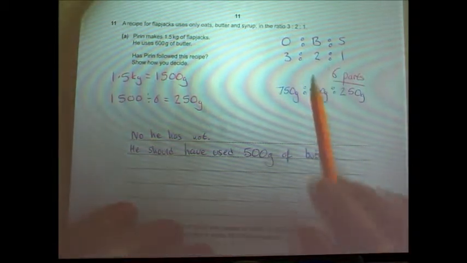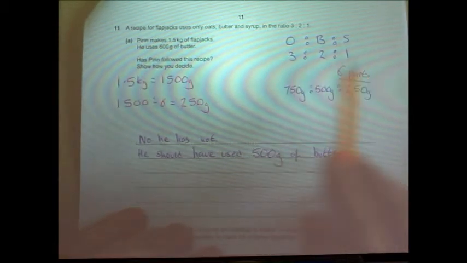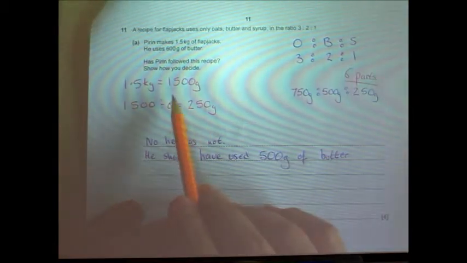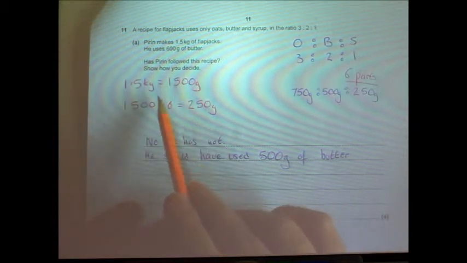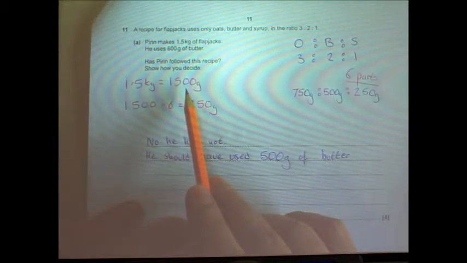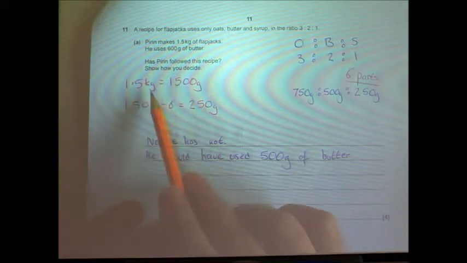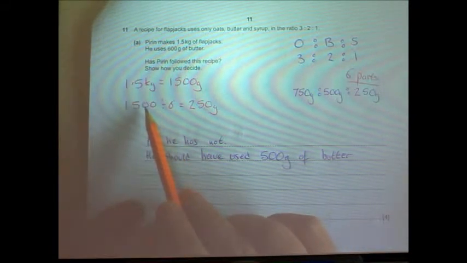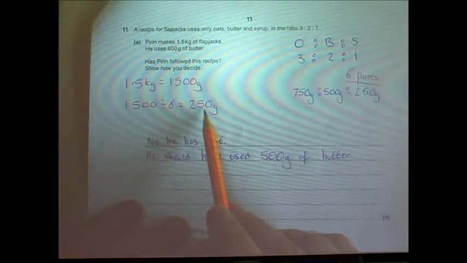So, there are 6 parts altogether. 3 parts to 2 parts to 1 part. And the total weight of the flapjacks altogether is 1.5 kilograms. I've converted that to 1,500 grams because there's 1,000 grams in a kilogram. I hope you're okay with that. So I've divided that by 6 to work out what 1 part is. 1 part is 250 grams.